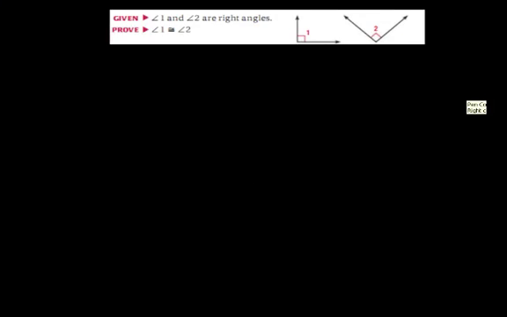Okay, let's take a look at this problem. We got the given: angle 1 and angle 2 are right angles. Obviously they're right angles. They both have the little red corner. We want to prove that angle 1 is congruent to angle 2. Common sense says that, but let's prove it. Let's prove that we are undeniable.